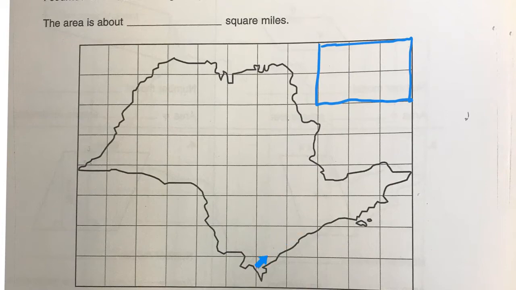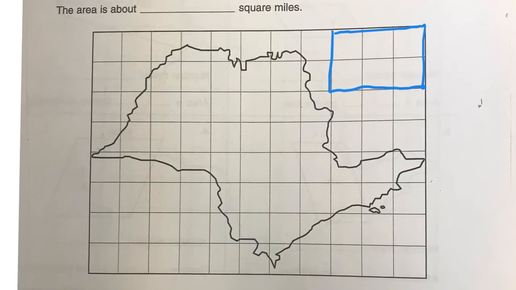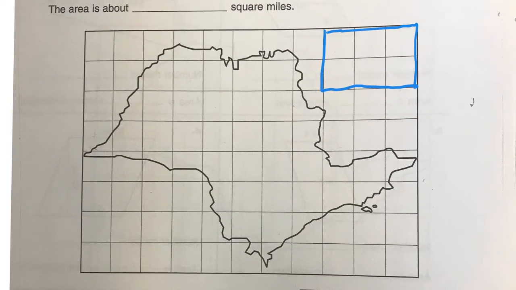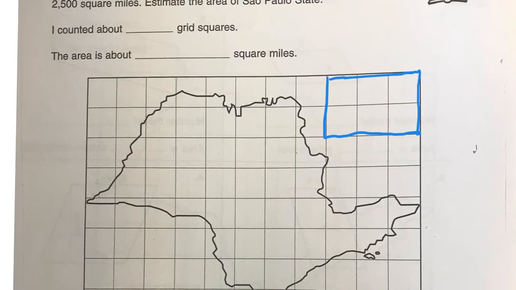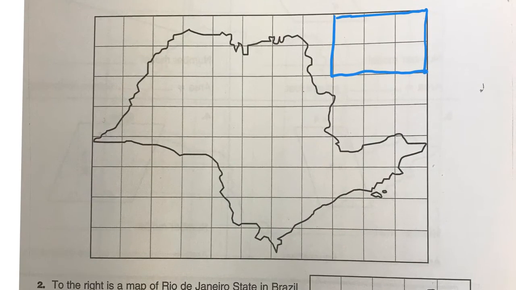But when you have this shape, which is actually Sao Paulo, which is a state in Brazil, it's not perfectly matching up with the squares, so we've got to figure out a way to do it. Also, please note that each grid, each square equals 2,500 square miles, so we're going to need to do some multiplication in the end. But first, let's just see if we can figure this out. How many squares is this?